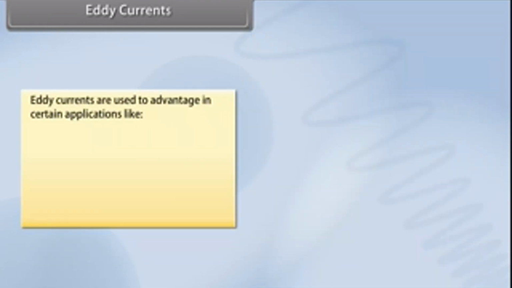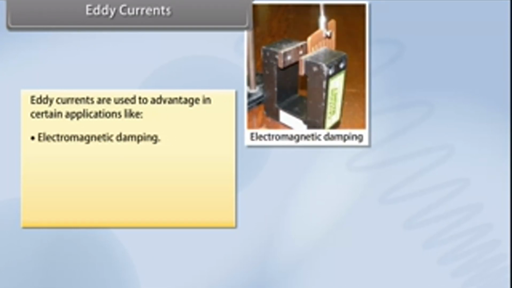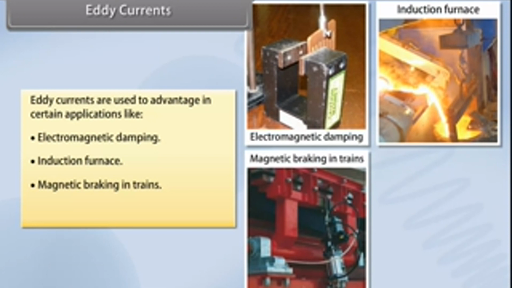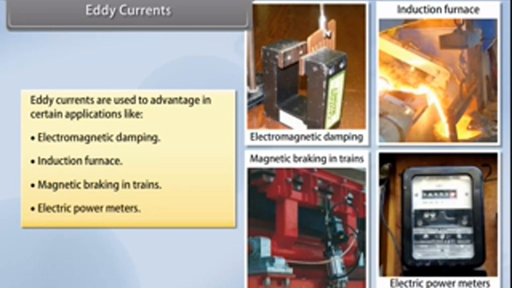Eddy currents are used to advantage in certain applications like electromagnetic damping, induction furnace, magnetic braking in trains, electric power meters.